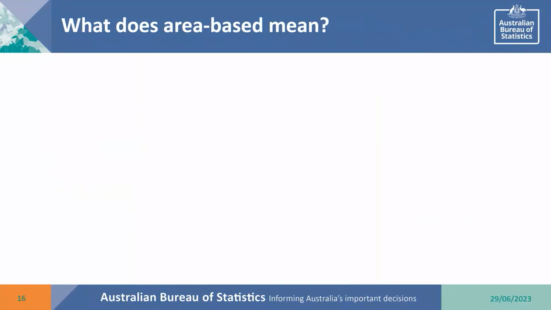Keep in mind that the base level for SEIFA is SA1, not individuals. So the indexes represent the relative advantage and disadvantage of areas, not of people. Why is this important? Let's look at a couple of examples.